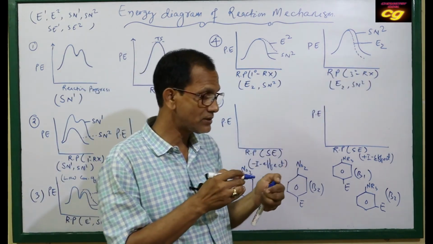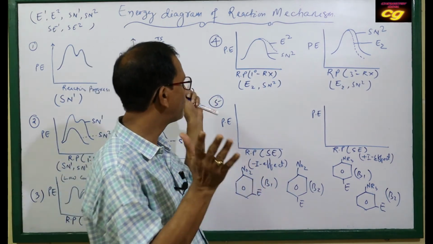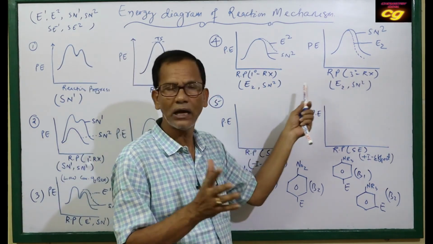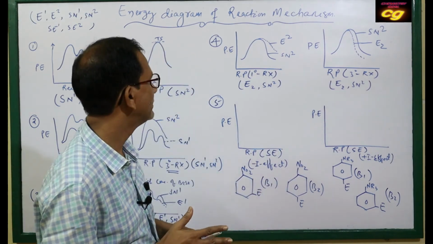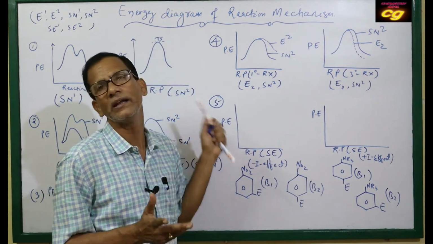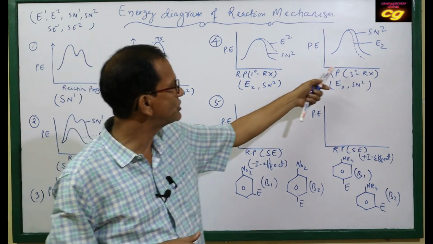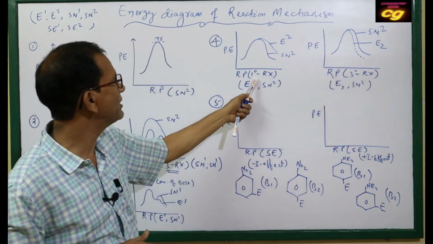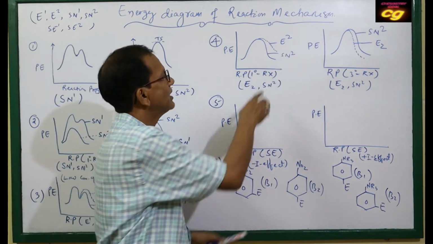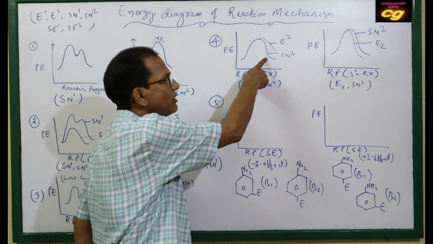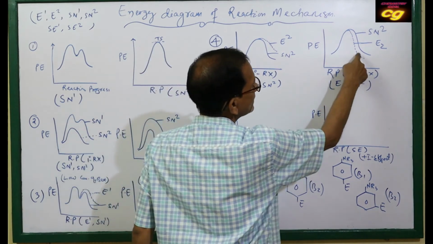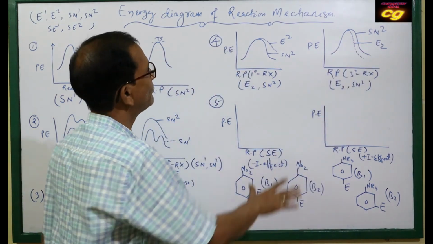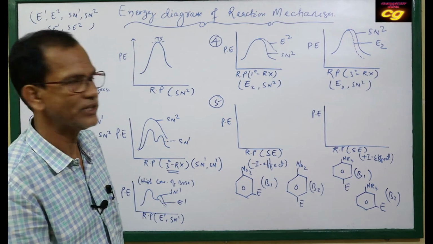This is a very important concept: for primary and secondary haloalkanes, what is the difference between the SN2 and E2 mechanisms? If it is tertiary, then E2 elimination is preferred. If it is primary, substitution is preferred. That's why SN2 is the faster reaction for primary, and E2 is the faster reaction for tertiary. So diagrammatically also we can know the difference.